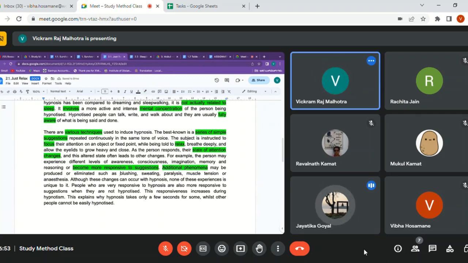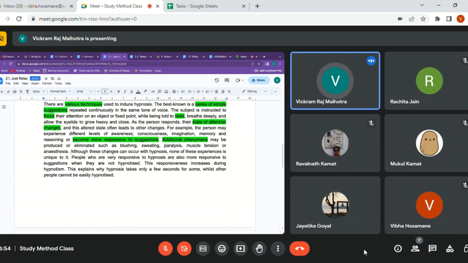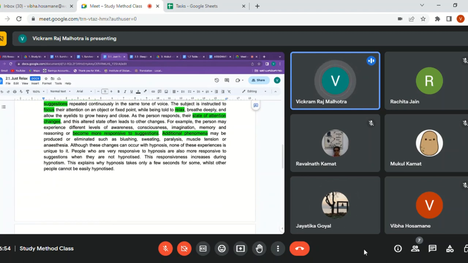Although these changes can occur with hypnosis, none of these experiences is unique to it. People who are very responsive to hypnosis are also more responsive to suggestions when they are not hypnotized. What did you miss? Although these changes can occur with hypnosis, none of these experiences is unique to it. People who are very responsive to hypnosis are also more responsive to suggestions when they are not hypnotized.